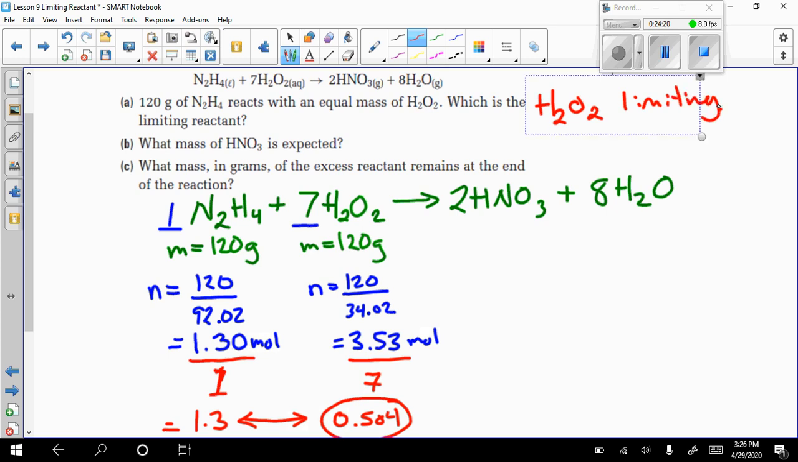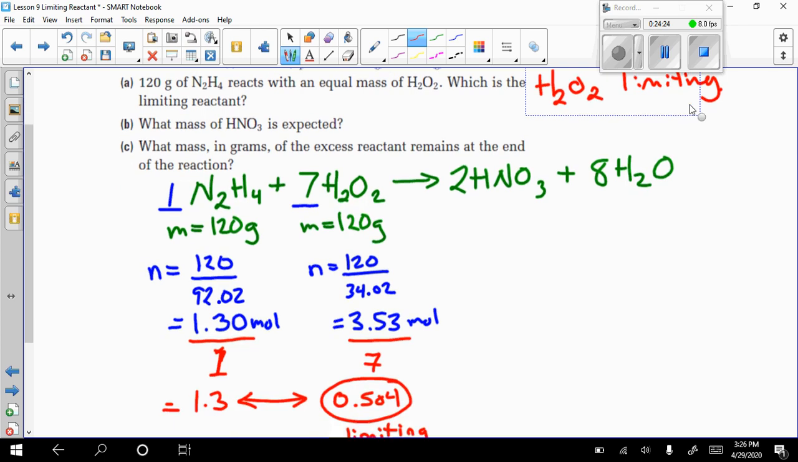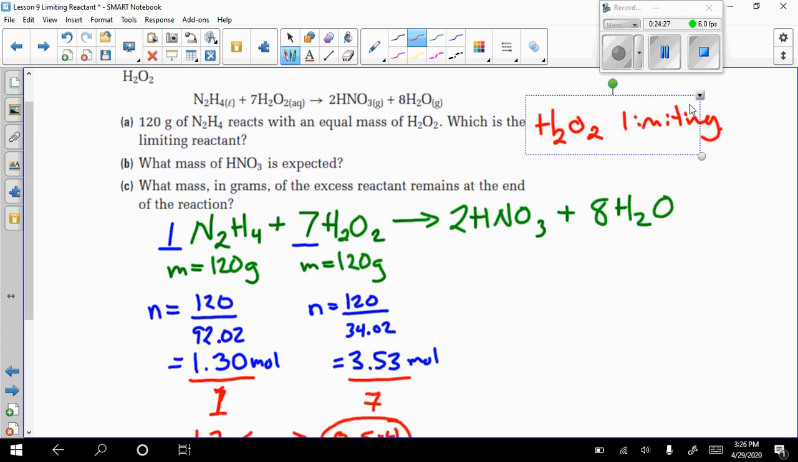Okay. B, it says what mass of the HNO3 is expected? Now this is where we're going to continue with our steps of stoichiometry. So technically what they're asking us for is, I'm going to put a question mark here, because they want to know what mass we're dealing with. So think back to the steps of stoichiometry. Technically, we have done step number 1, and I'm going to put a little check mark there, like a verification.